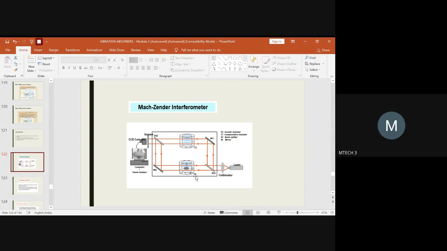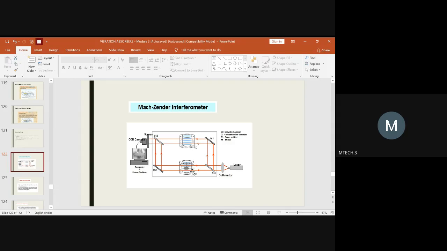Okay, and apart from that, you will have two more components in this interferometer. They are mentioned as GC and CC. So what are these two chambers? These two chambers play a very vital role. If it is mentioned as CC, it is nothing but the compensation chamber. And if it is mentioned as GC, it is nothing but the growth chamber. So you'll have one growth chamber and one compensation chamber.